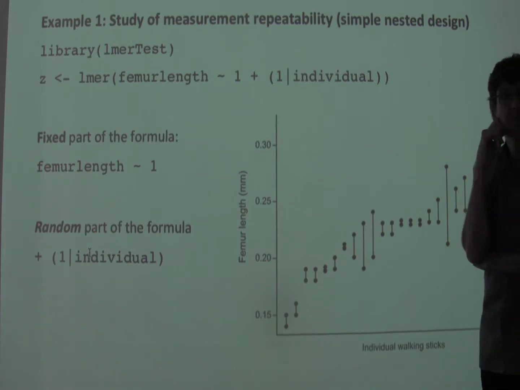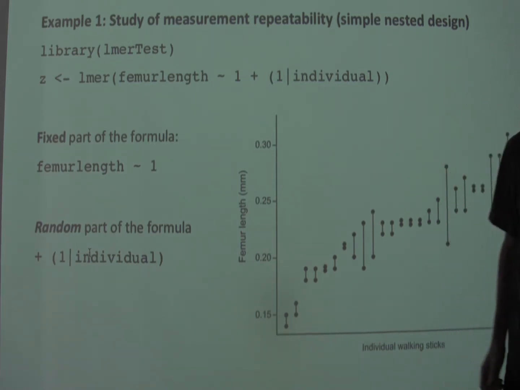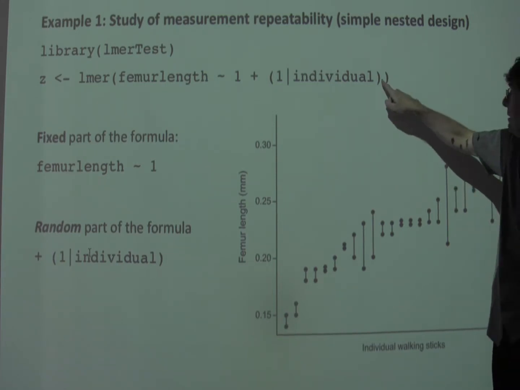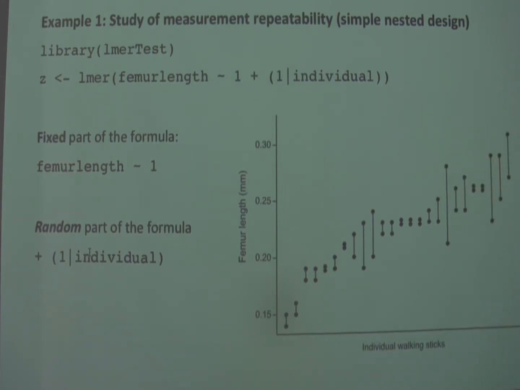So, if you want to add multiple random effects, you add a plus, and each random effect would be in its own brackets.